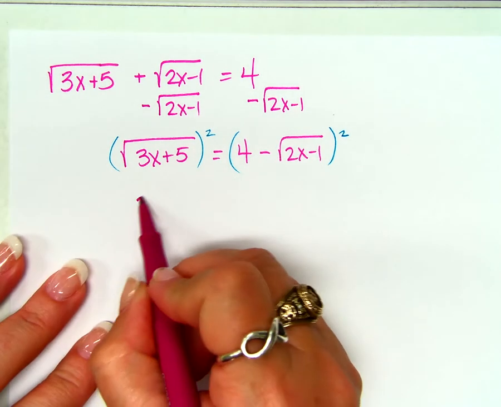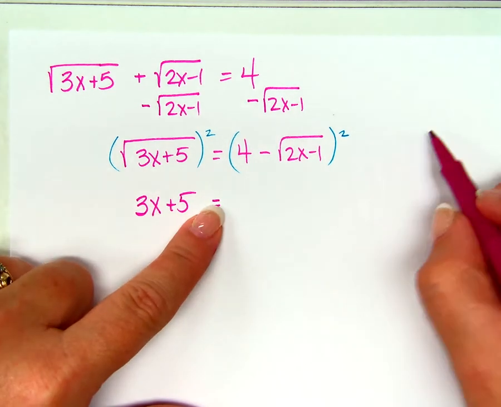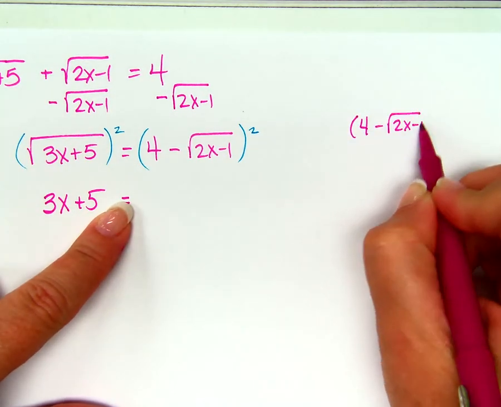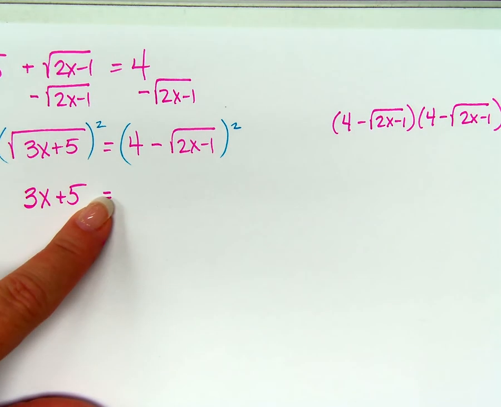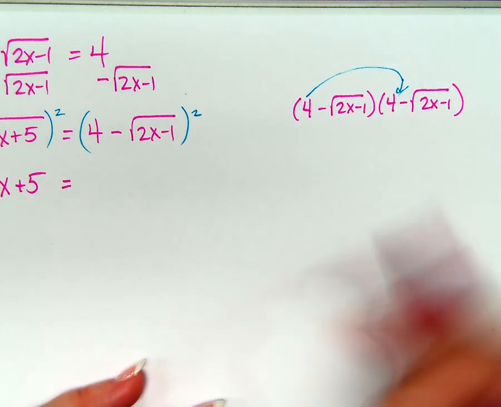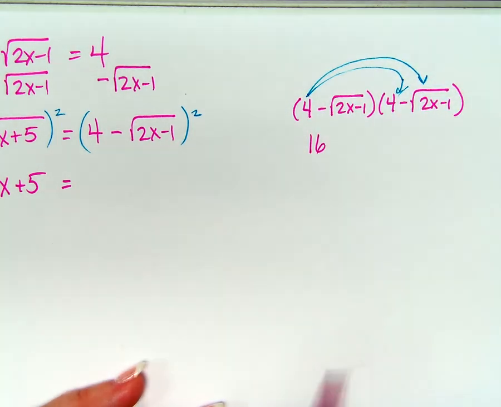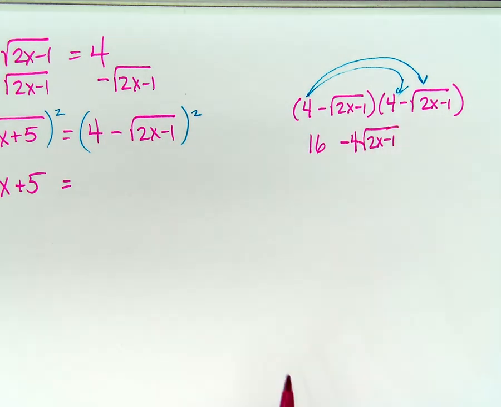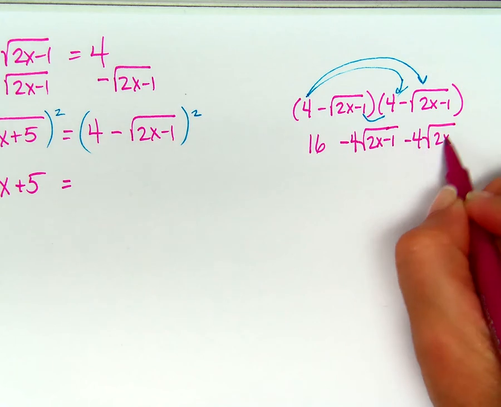So again, on the left-hand side, I'm just going to get 3x plus 5. But on the right-hand side, I'm going to get 4 minus the square root of 2x minus 1, squared. So when I distribute, I get 4 times 4, which is 16. 4 times that negative square root gives me negative 4 root 2x minus 1. Another one. Negative 4 root 2x minus 1.